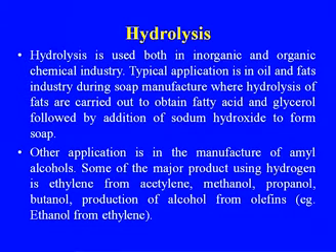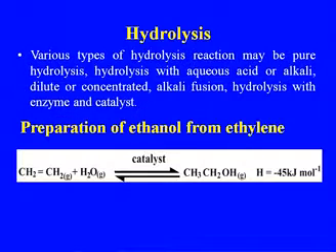Another application is in the manufacture of amyl alcohol. Some of the major products which we are getting from the hydrogenation using hydrogen are ethylene from acetylene, methanol, propanol, butanol, and production of alcohol from olefins, etc. Various types of hydrolysis reaction may be pure hydrolysis, hydrolysis with aqueous acid or alkali, dilute or concentrated, alkali fusion, and hydrolysis with enzyme and catalyst.